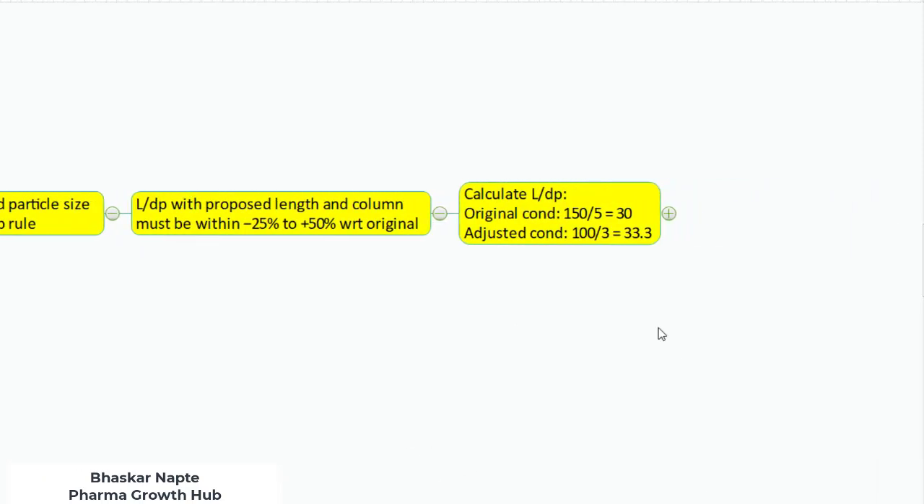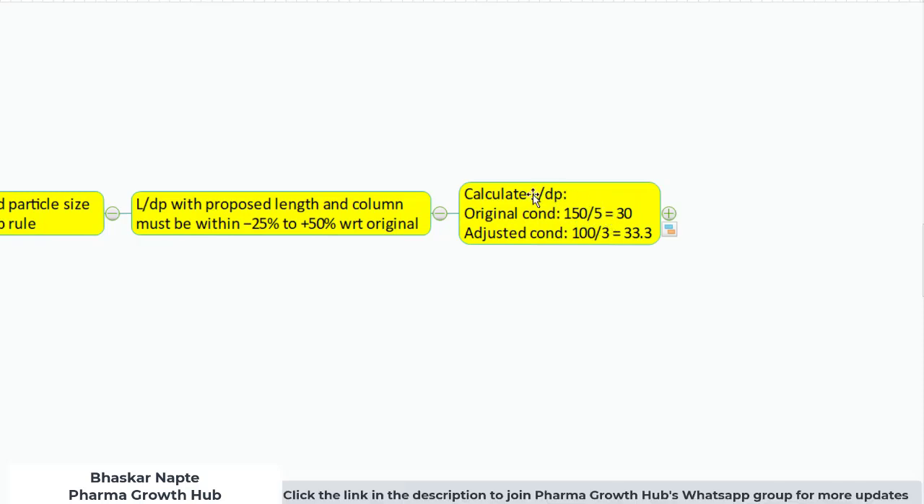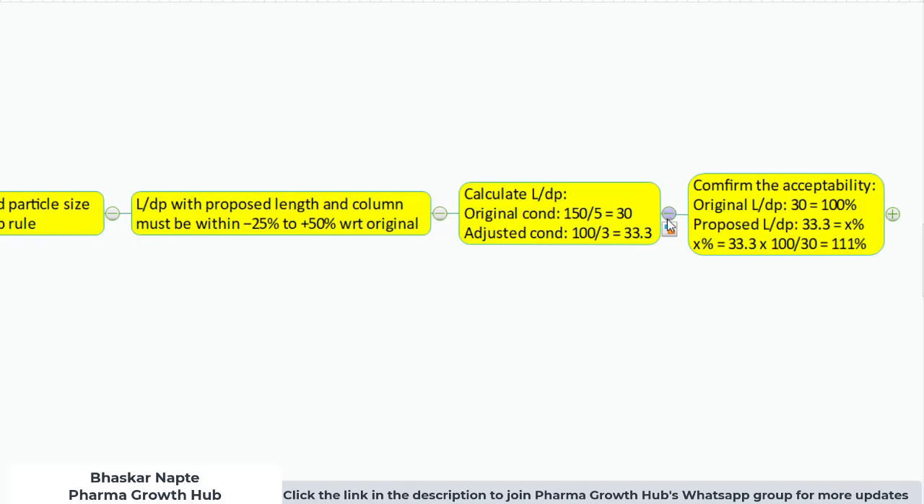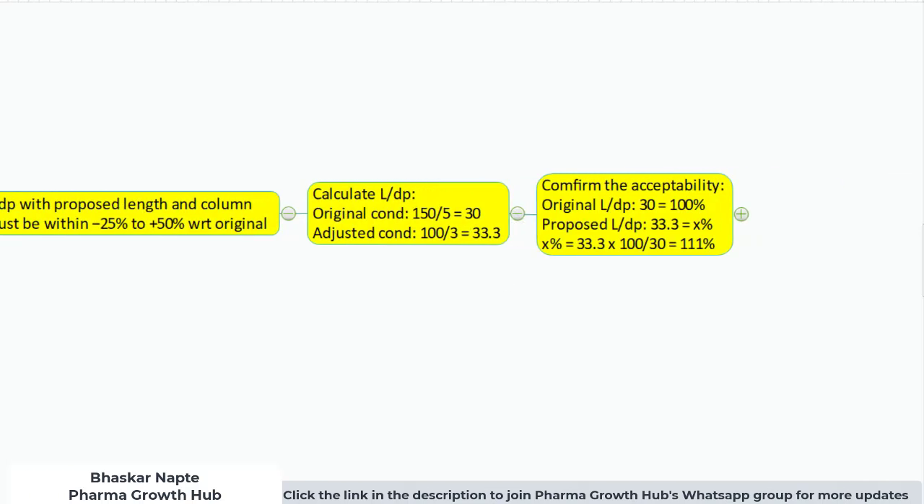So calculate L by dp for original conditions, 30, and for adjusted condition, 33.3. Remember that the column length is 150 mm and particle size is 5 micron according to the original condition. For the adjusted condition, the column length is 100 millimeter and particle size is 3 micron, and hence L by dp for the adjusted condition is 33.3. The next step is to confirm the acceptability.